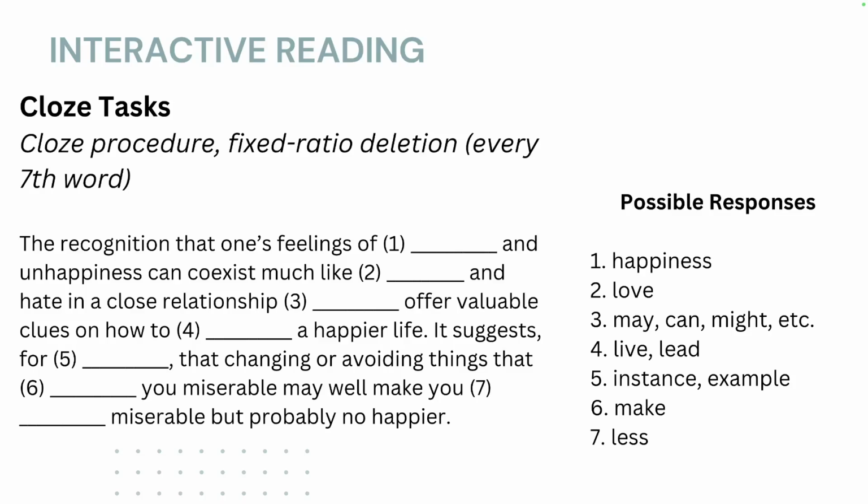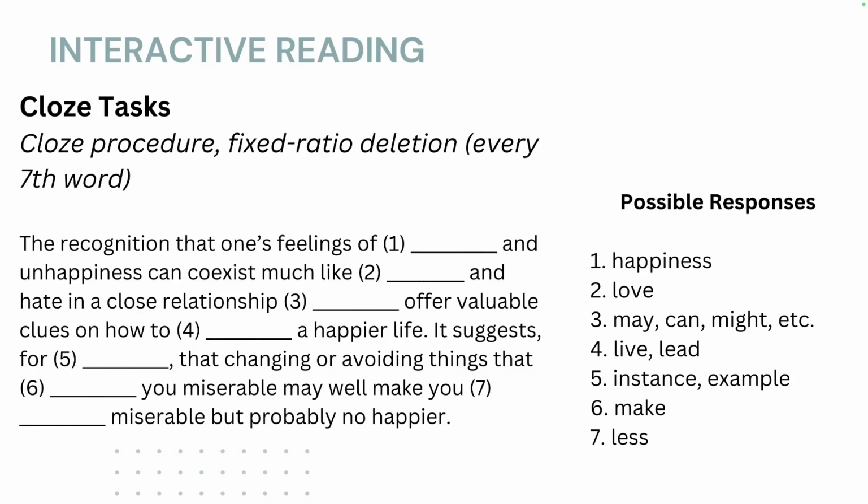Okay. It's possible that you wrote something else for number one, joy. I mean, it makes sense, so it could be okay. But probably happiness would be the best choice. But let's get to number 3. Maybe you chose one of the ones that I put in there, but they're all fine, right? The recognition that one's feelings of happiness and unhappiness can coexist, much like love and hate in a close relationship, may offer, can offer, might offer, and so on. There are many choices here.